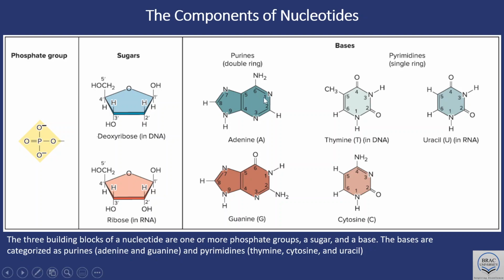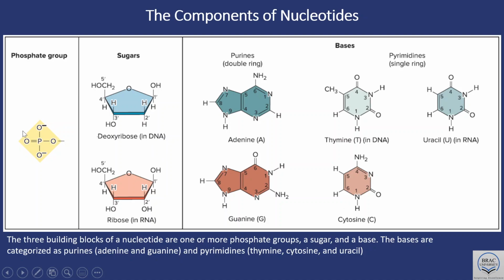And this purine A and G is found in both DNA and RNAs, but in case of this, thymine is only found in DNA, the DNA base. And this uracil is not found in DNA, but this is uniquely found in RNA. But the cytosine is found in both DNA and RNAs.